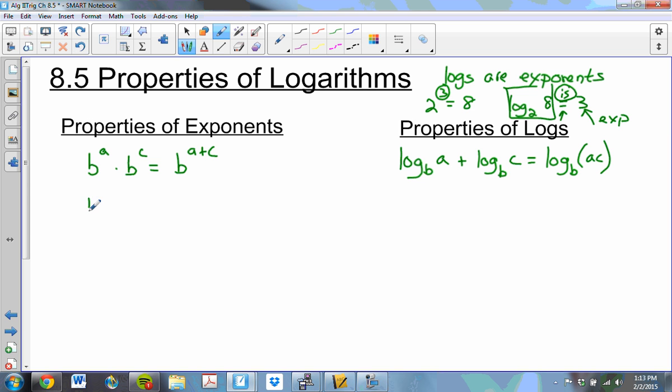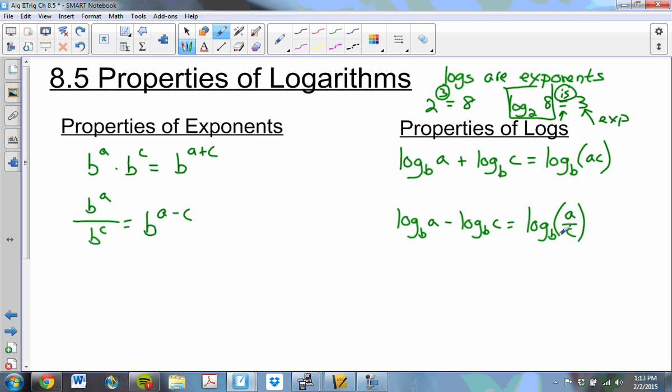Another example, we know that b to the a over b to the c becomes b to the a minus c. Over here, the log rule, log base b of a minus log base b of c becomes log base b of a over c.